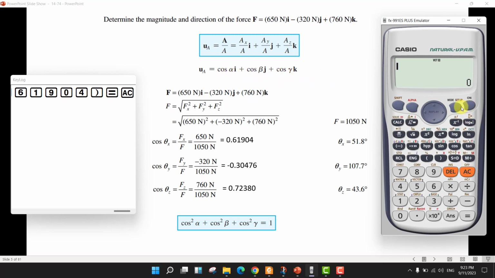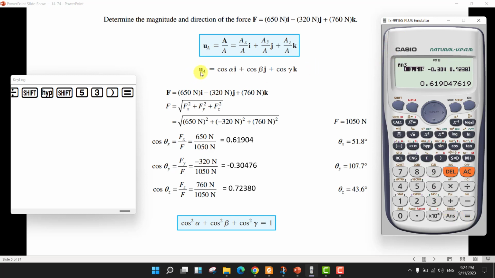So for that, we will press mode and then select 8, and then we will store that force F in vector A. And then since this vector has 3 components, again we will press 1. So again we will enter this force F: 650 equal, minus 320 equal, 760 equal, and then press AC. And now we want to divide this force F vector by its magnitude. So shift 5, vector A, 3, divided by the absolute of vector A, which is the magnitude of that force F. So shift absolute, shift 5 for vector A, press 3, bracket close, equal.